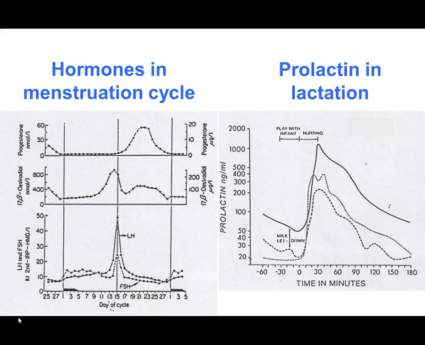This slide shows the well-known differences in estrogens and progesterone but also the LH and FSH in the menstrual cycle, and the right panel shows differences in prolactin during lactation.